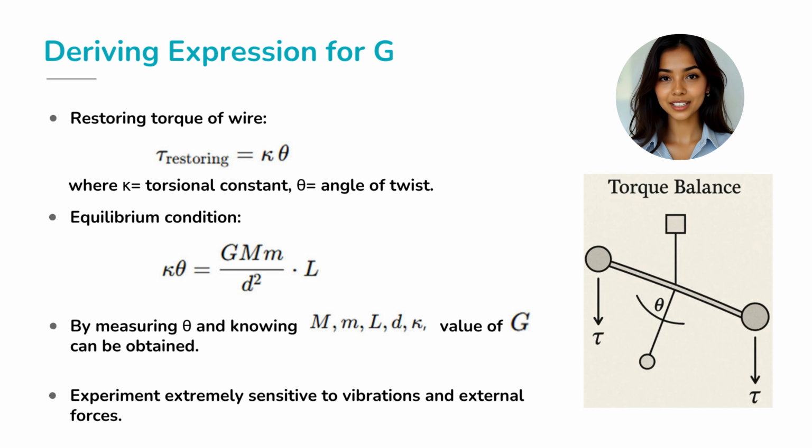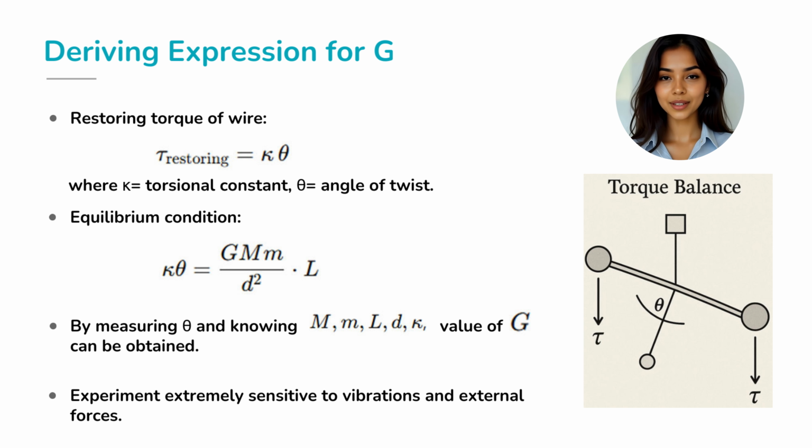Let's connect all the pieces with equations. The restoring torque of the wire is tau equals kappa multiplied by theta, where kappa is the torsional constant of the wire. At equilibrium, restoring torque equals gravitational torque. So, kappa theta equals G multiplied by M m divided by d squared multiplied by L. Rearranging this, we get G equals kappa theta multiplied by d squared divided by M m multiplied by L.